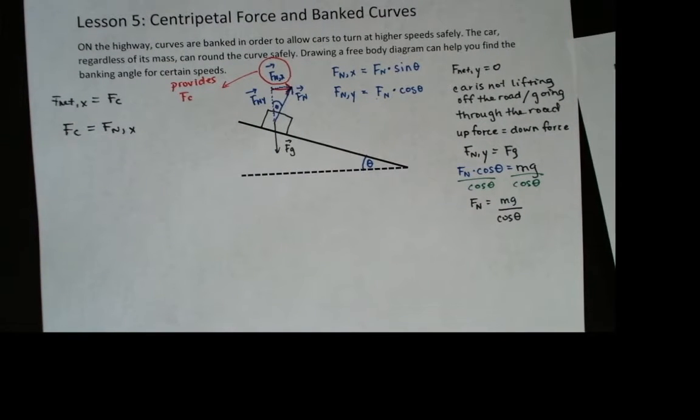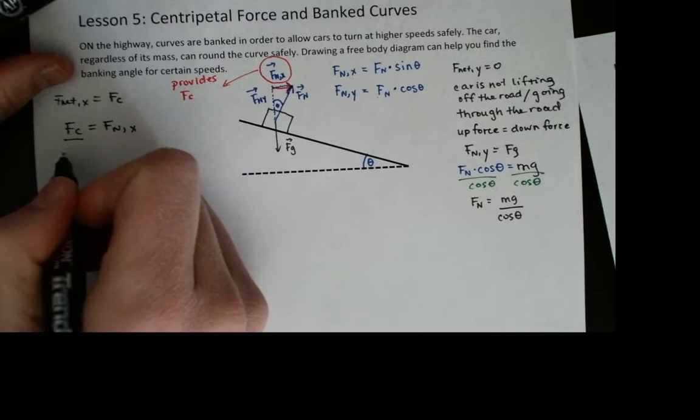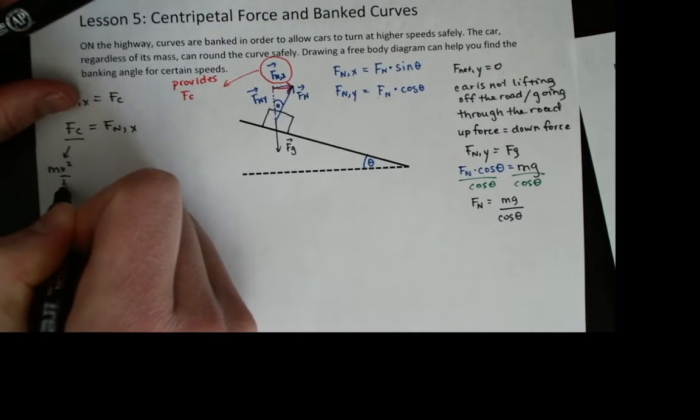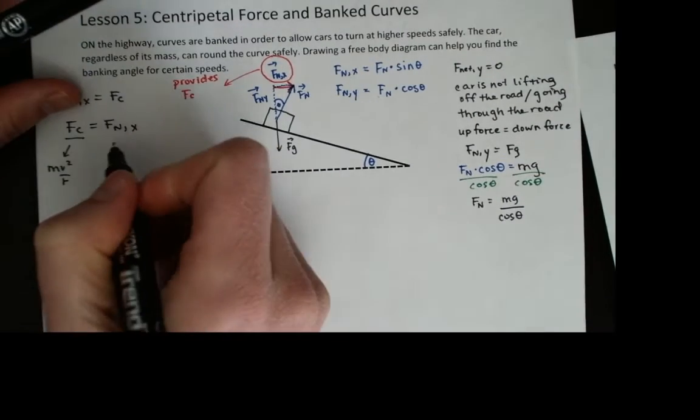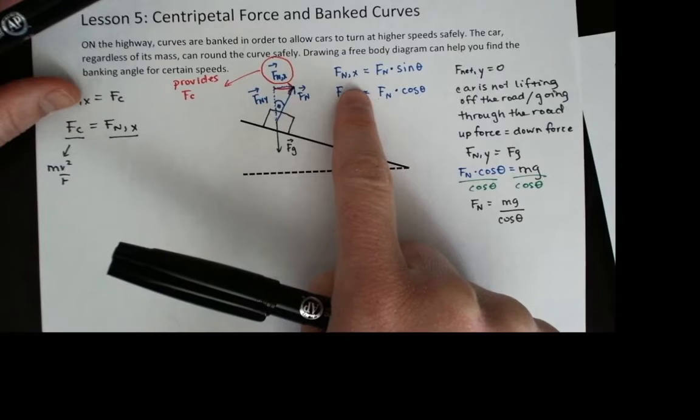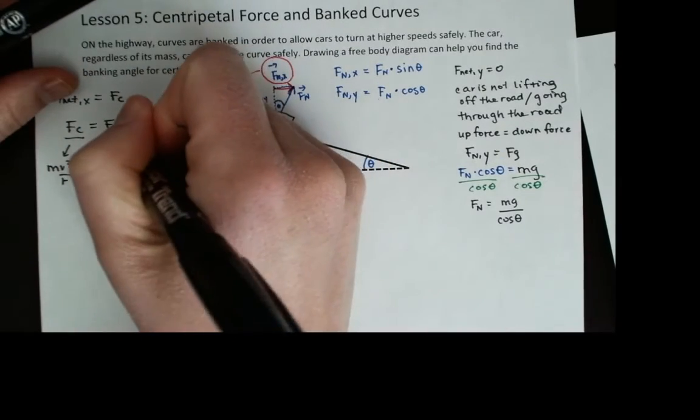Now, we have an equation for centripetal force. We know centripetal force is m times v squared over r. Fn in the x direction, if we go back over here, is Fn times sine theta.